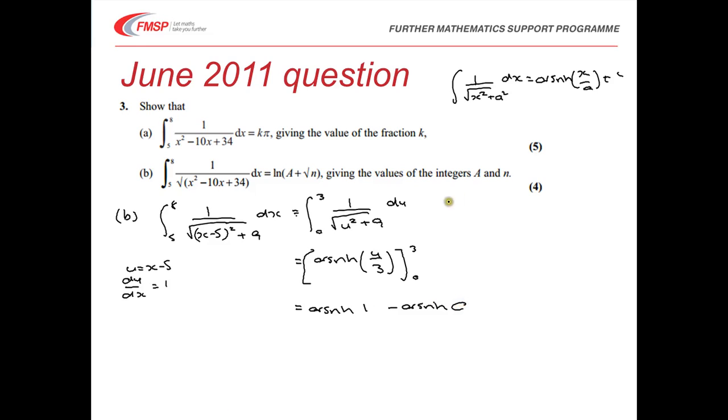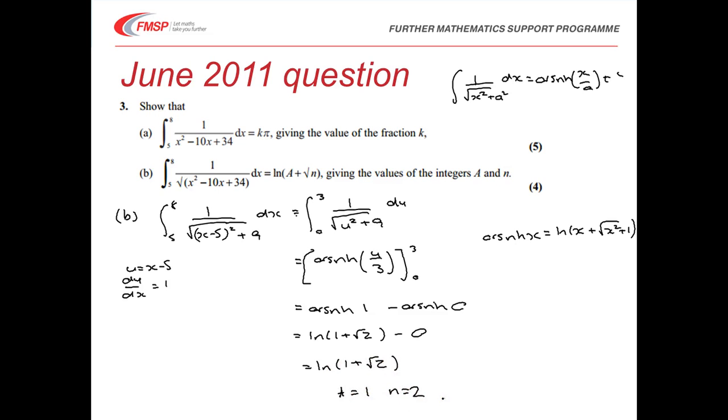Now to finish this off, we just need to use the fact that inverse sine in terms of log, so if we want to take inverse sine of x, that will be equal to log of x plus the square root of x squared plus 1. We're using that with x being 1, so this will give us log of 1 plus root 2, and arc sine of 0 is 0, so we have a final result log of 1 plus root 2. So in terms of this, we have a being 1 and n being 2.